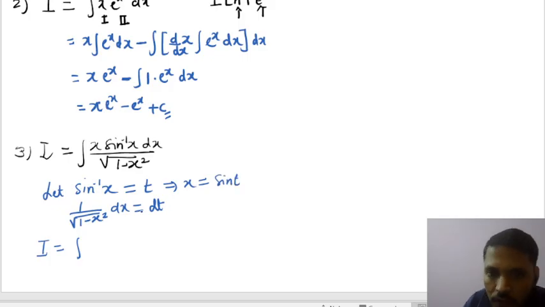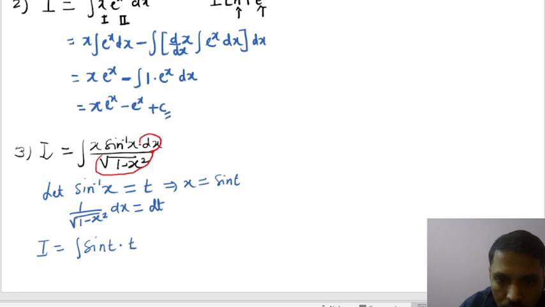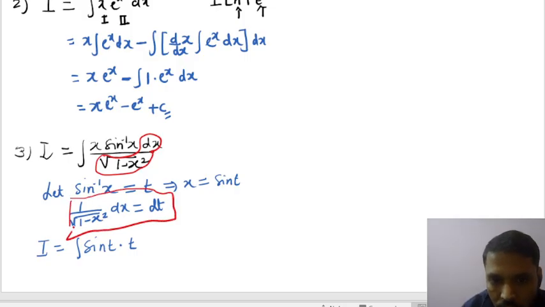Since sin inverse x is t, x equals sin t. Now we are going to replace x with sin t here, and sin inverse x is equal to t. And here we have 1 by under root of x square into dx; this complete term we are going to replace with dt, because we have already written it in this form.